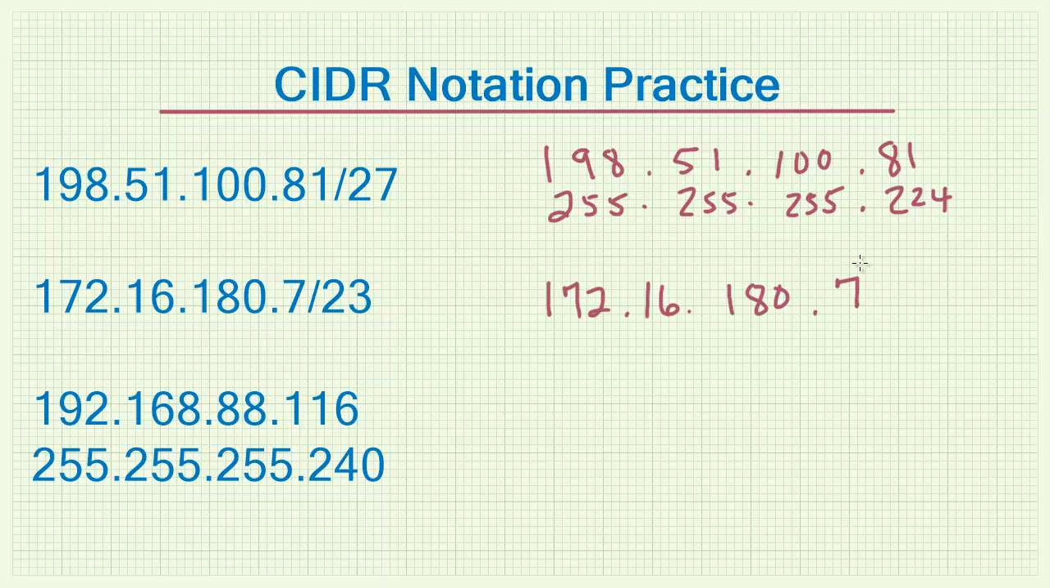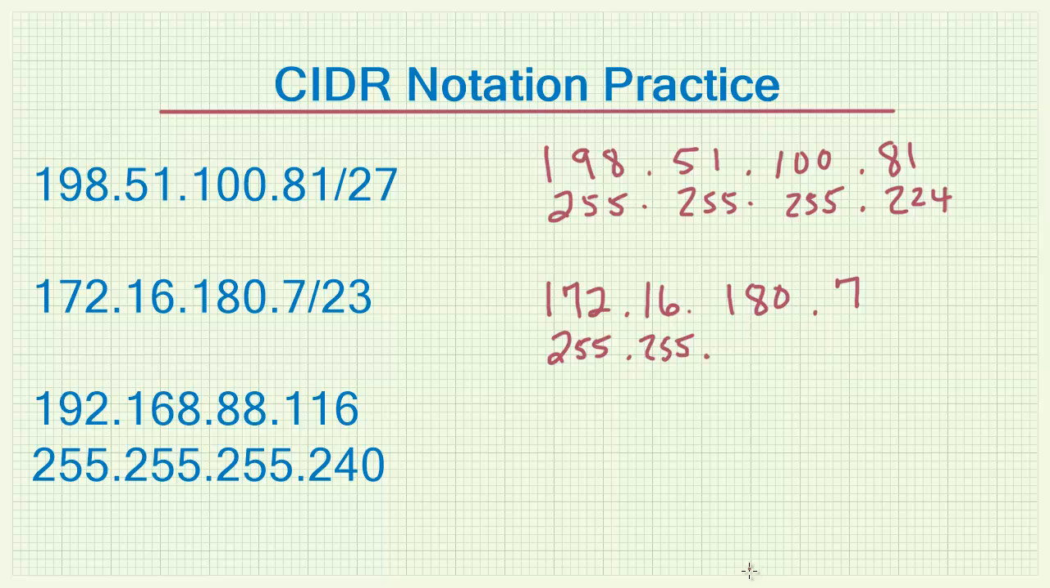Okay, let's take the next one and work through that. I've written the IP address 172.16.180.7 out there, and we can see that we are given a CIDR notation of a /23. So our challenge is to figure out what is the decimal equivalent mask to a /23. Well, we know that a /16 is going to be 255.255. So let's go ahead and write up there what we know already, 255.255.